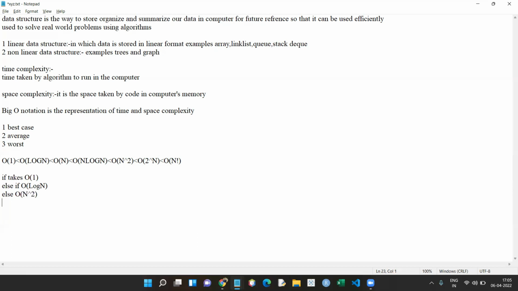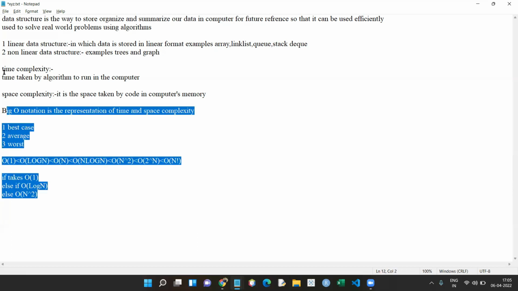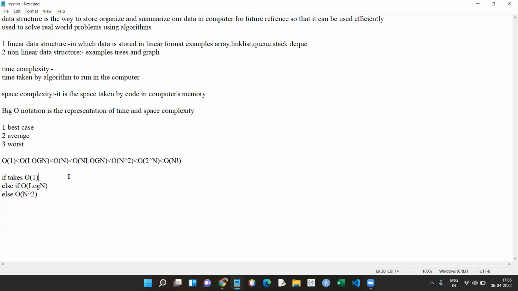So this is the basics of data structure and how it works. What we have studied so far is that data structure is the way to organize our data in a computer for future reference so that it can be used efficiently. It is used to solve real world problems using algorithms. It has two types, and apart from this, time complexity.